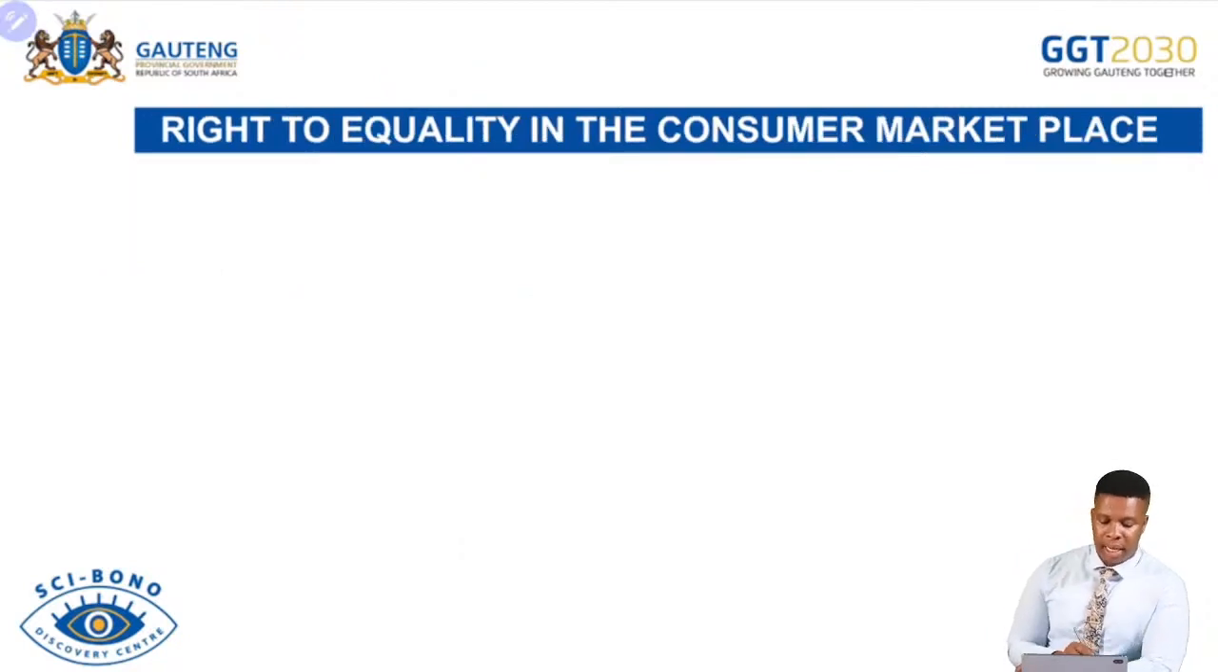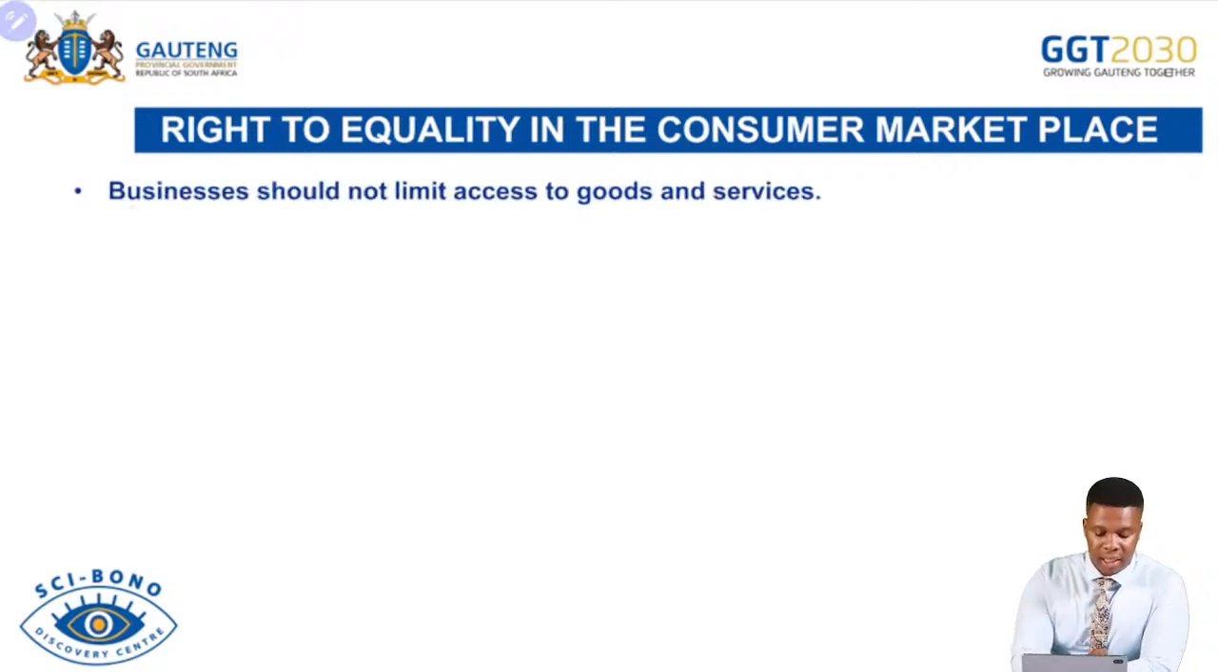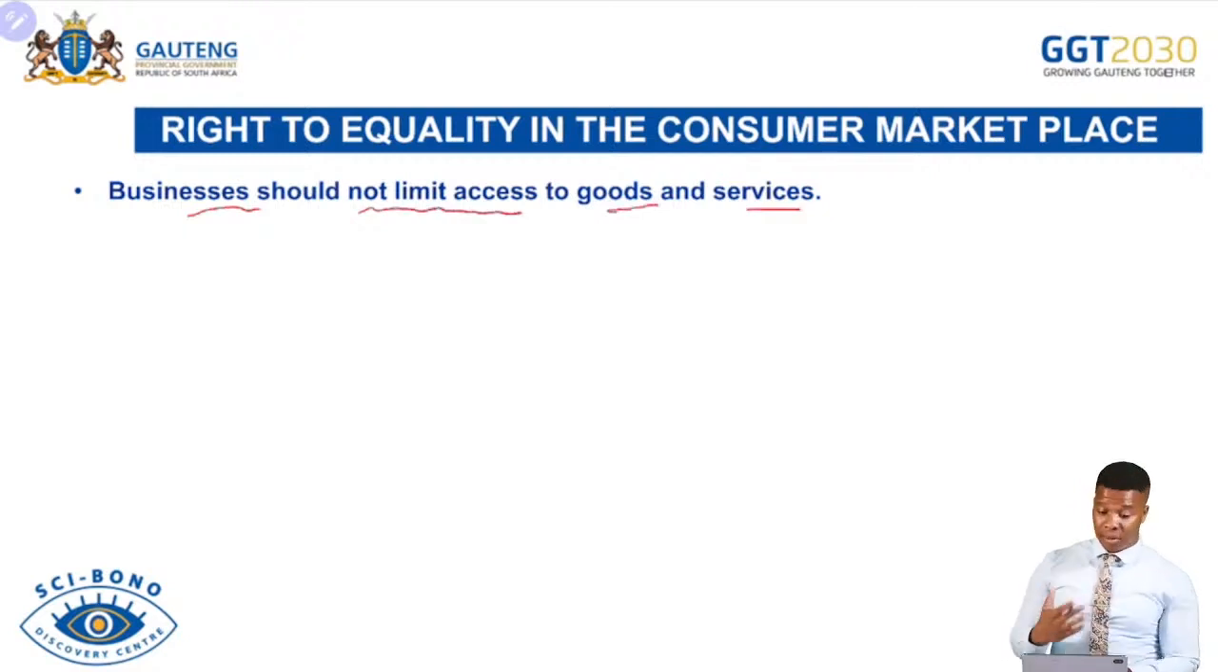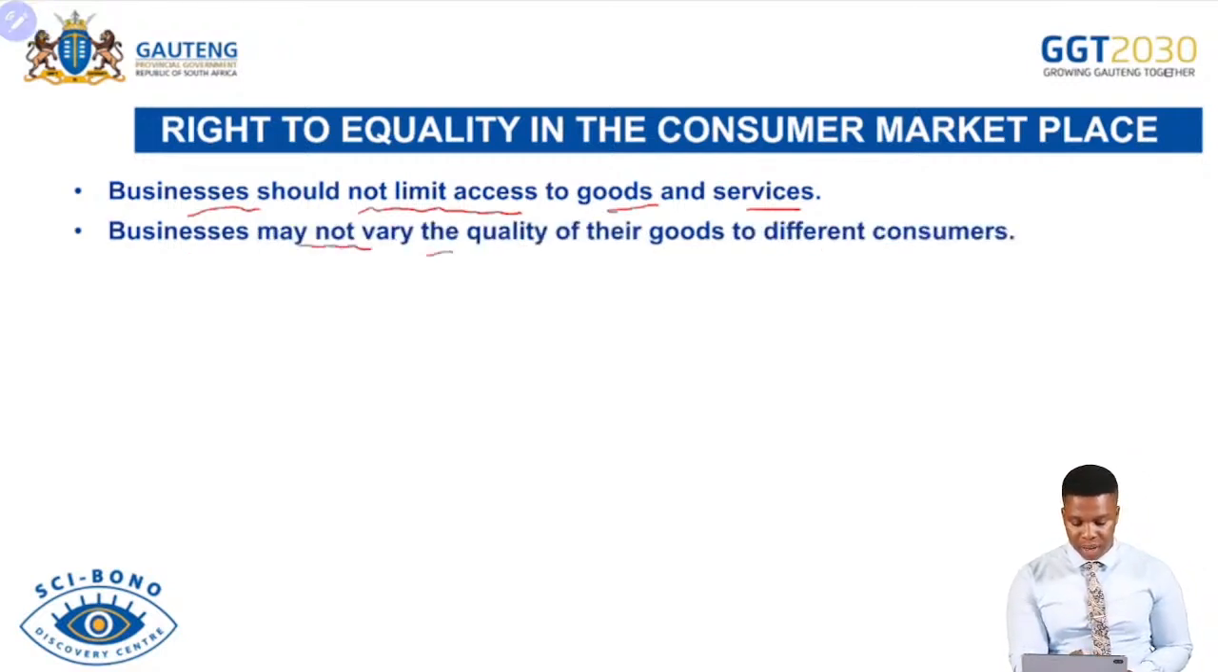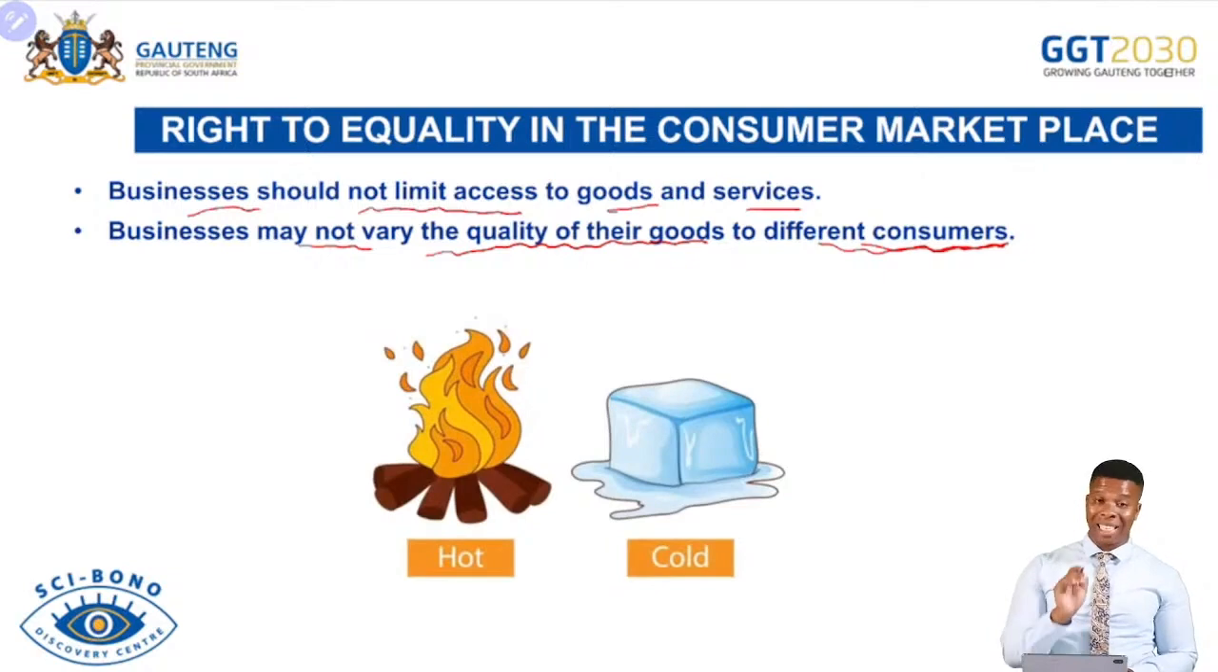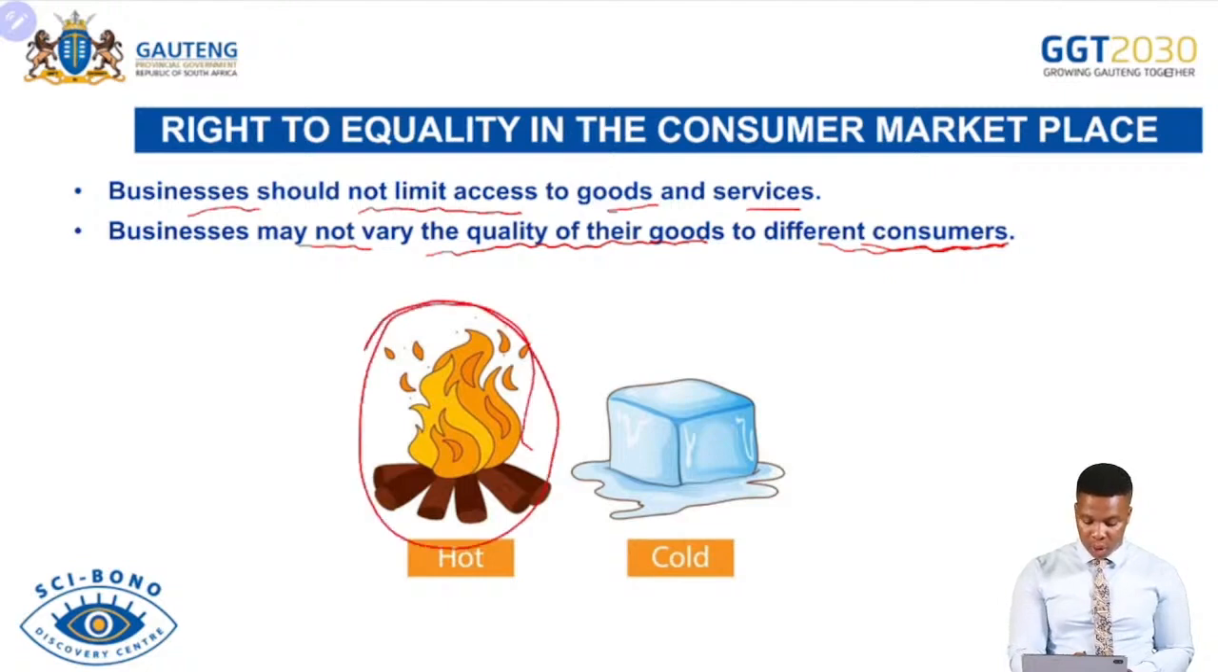Then as we proceed, the right to equality in the consumer marketplace, what does that focus on? It focuses on the idea that businesses should not limit access to goods and services. So whatever goods and services are being sold should be provided to everyone who is in the market trying to buy. And then businesses may not vary the quality of their goods for different consumers. So different consumers should experience the same quality. It should not differ. For instance, one customer should not say the product is hot while the other customer says the product is cold.